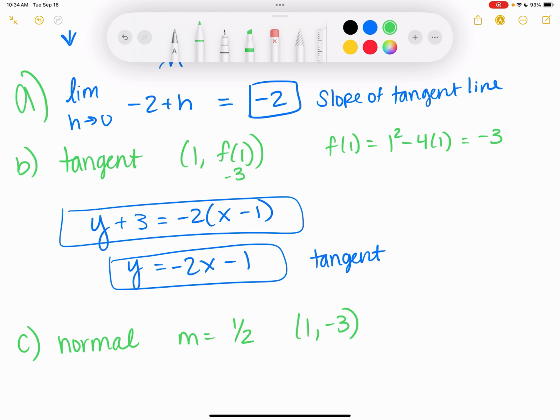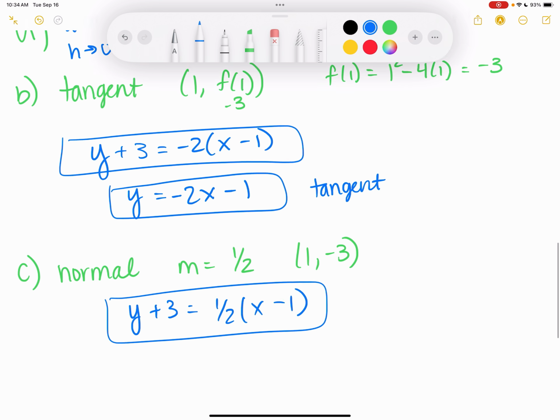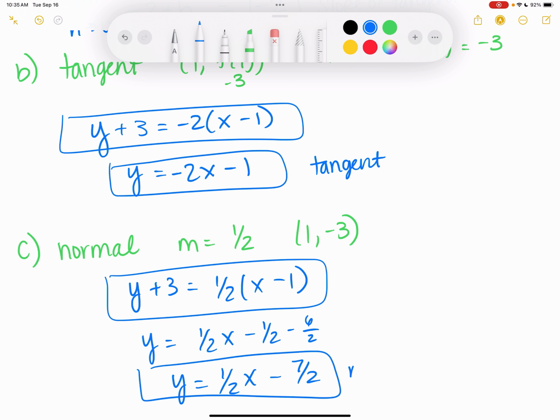So then I've got y plus 3 equals 1/2 times x minus 1. So again, you can leave it here or take it on down. So y equals 1/2 x, just minus 1/2 minus, is that 6/2? So y equals 1/2 x minus 7/2. So either of those would be fine for your tangent and your normal.